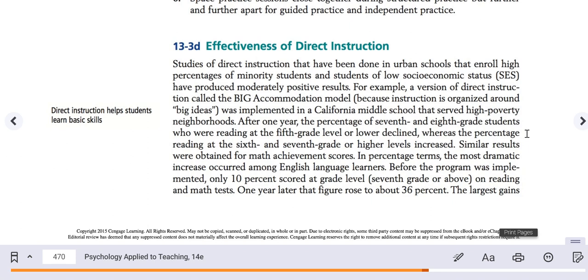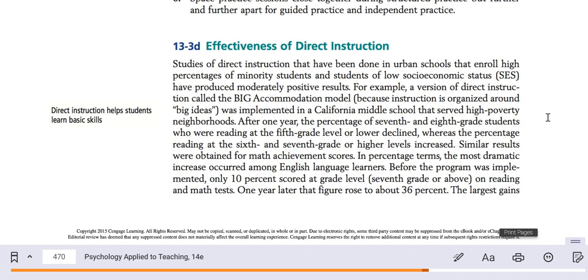Effectiveness of direct instruction. Studies of direct instruction that have been done in urban schools that enroll high percentages of minority students and students of low socioeconomic status have produced moderately positive results. For example, a version of direct instruction called the big accommodation model, because instruction is organized around big ideas, was implemented in a California middle school that served high poverty neighborhoods.